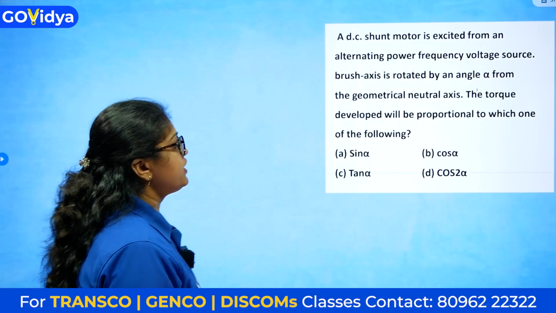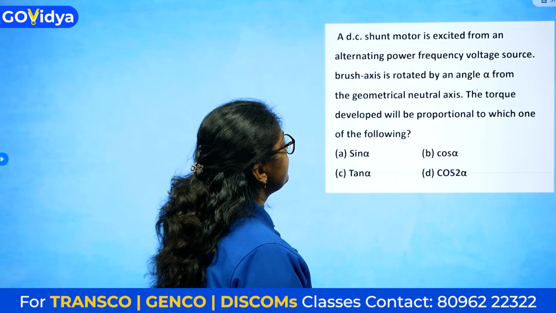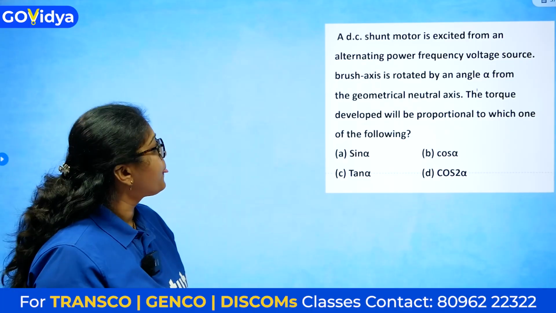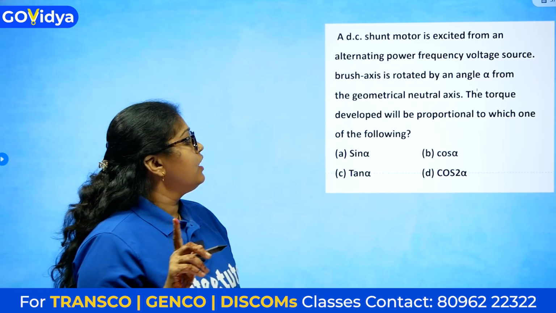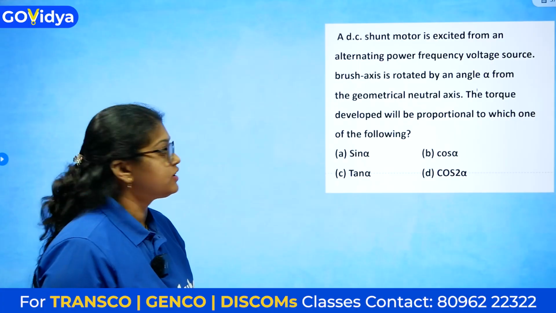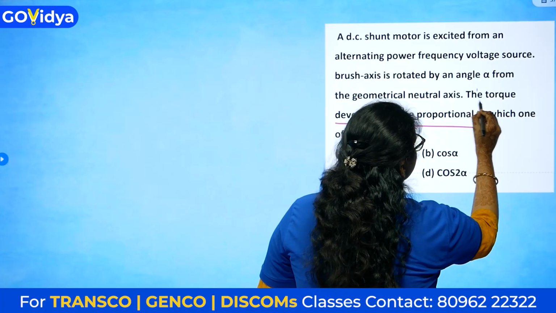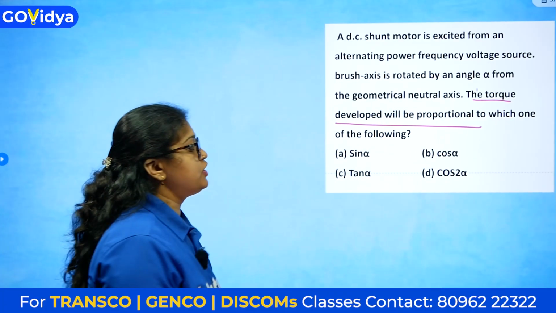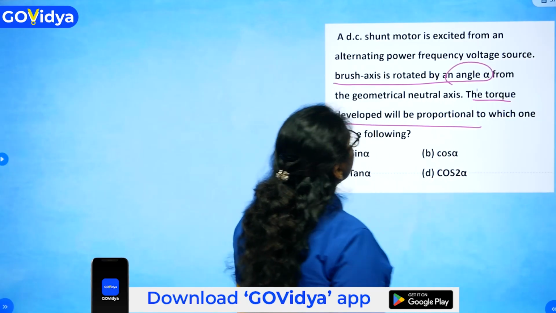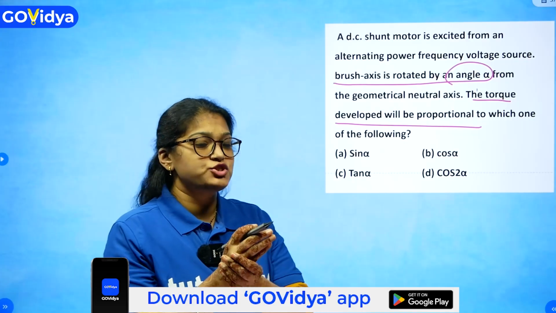A DC shunt motor is excited from an alternating power frequency voltage source. Brush axis is rotated by an angle alpha from the geometrical neutral axis. The torque developed will be proportional to which of the following? So we have to find out the torque developed, which is proportional to. Before that, the brush axis is rotated by an angle alpha. Nothing but here the angle has been shifted.